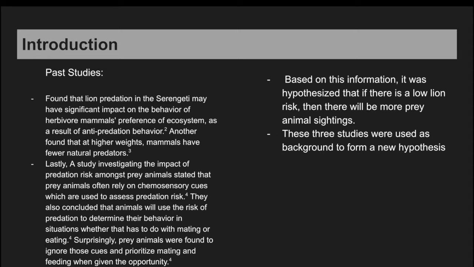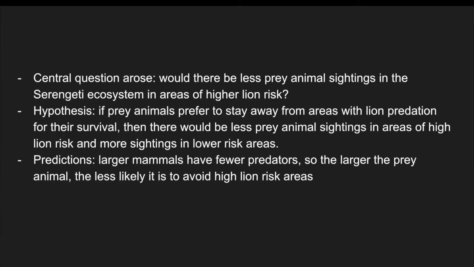With this background information, a hypothesis was formed. If there is a lower lion risk, then there will be more prey animal sightings. The central question that arose was, would there be fewer prey animal sightings in the Serengeti ecosystem in areas of higher lion risk? And the prediction formed was that there would be more prey animal sightings in areas with a lower lion risk, and larger mammals would have fewer predators, leading to more larger mammal sightings.